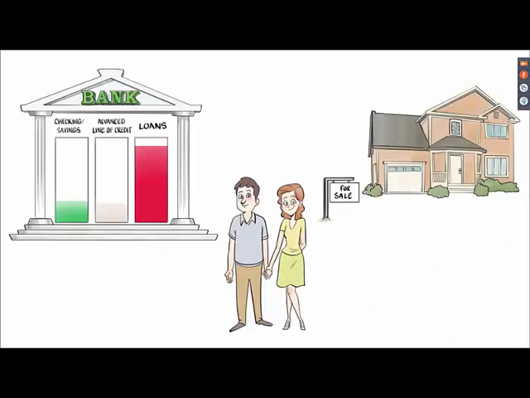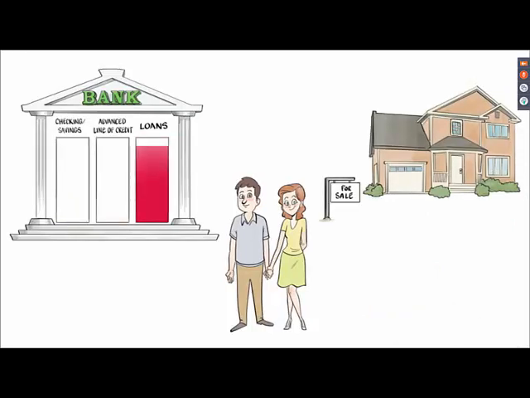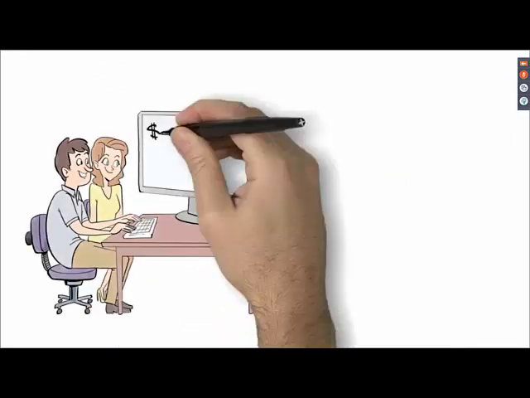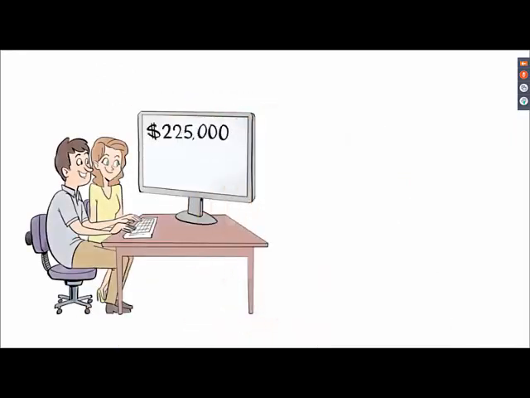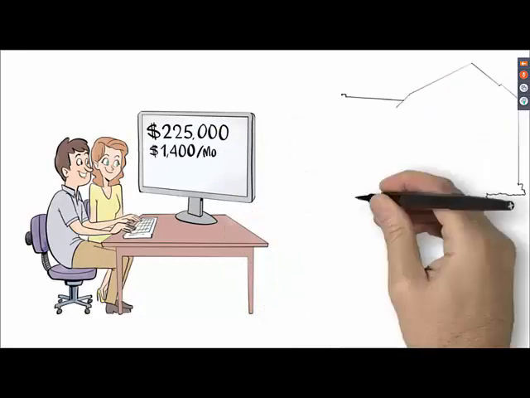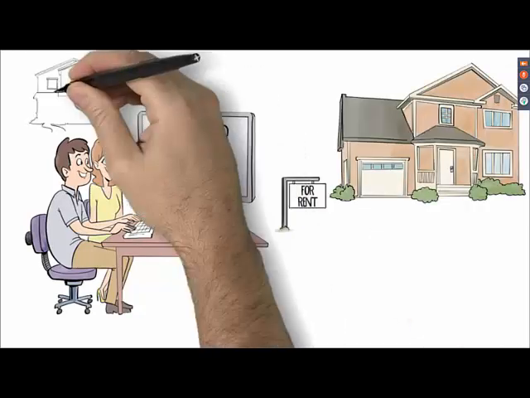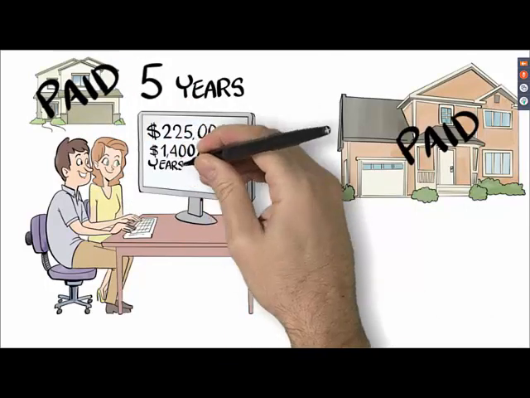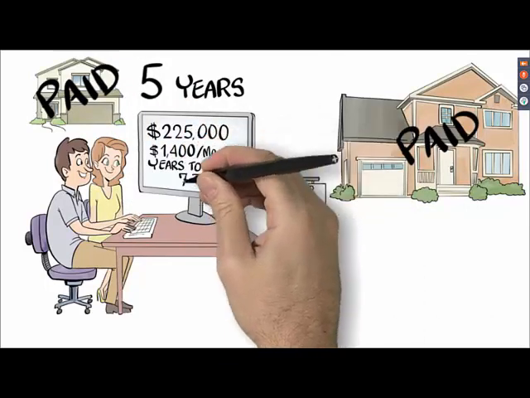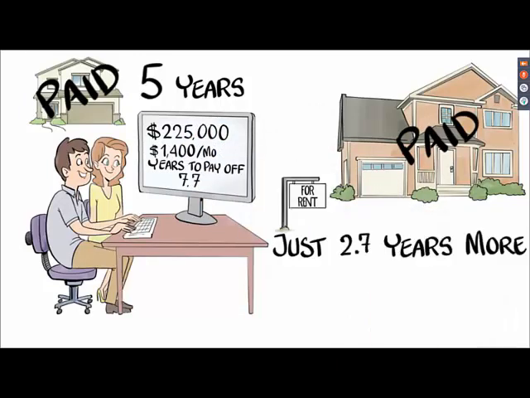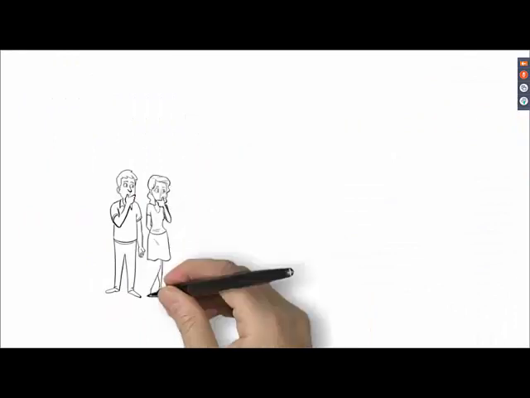and secure a renter? To see if this would be a good idea, they opened the program and entered a new mortgage amount of $225,000 for the rental and added a rental income of $1,400 per month. Then the system calculated its financial strategies and showed that both the primary mortgage and their new rental property could be completely paid off in just 7.7 years. Just 2.7 years more.